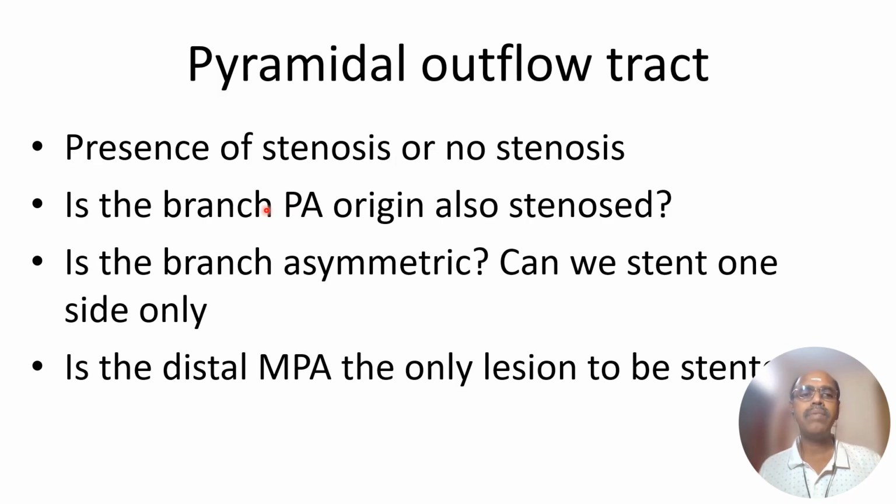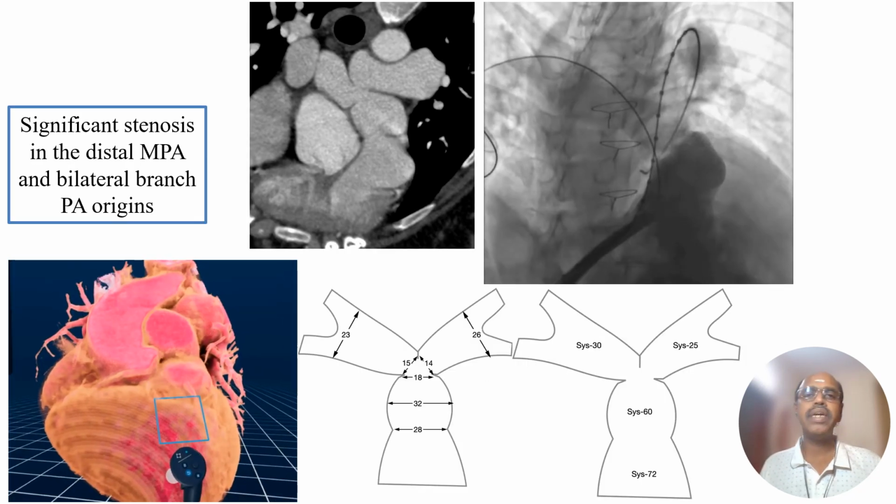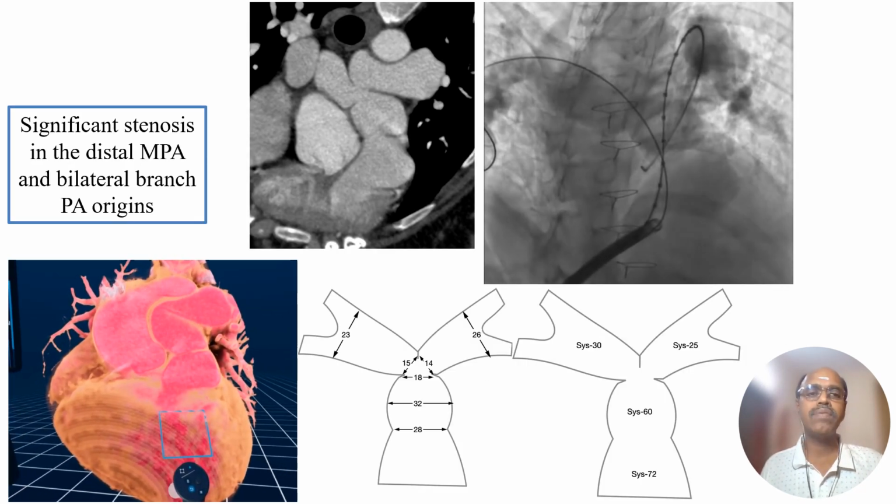We have to find out whether the pyramidal outflow tract is stenotic or non-stenotic. And if there is stenosis, is the branch pulmonary artery origin also stenosed or only the distal main pulmonary artery is stenosed? If the branch PA is narrow, is the branch PA asymmetric, which means one of the pulmonary arteries is minimally stenosed, the other is tightly stenosed? Is the distal main pulmonary artery the only lesion to be stented? I'm going to show some two to three examples of this pyramidal outflow tract.